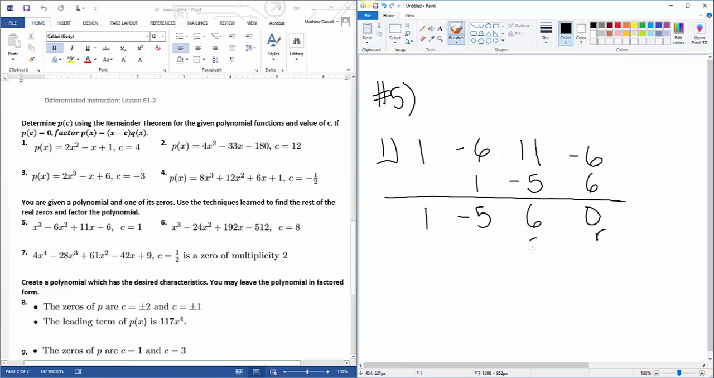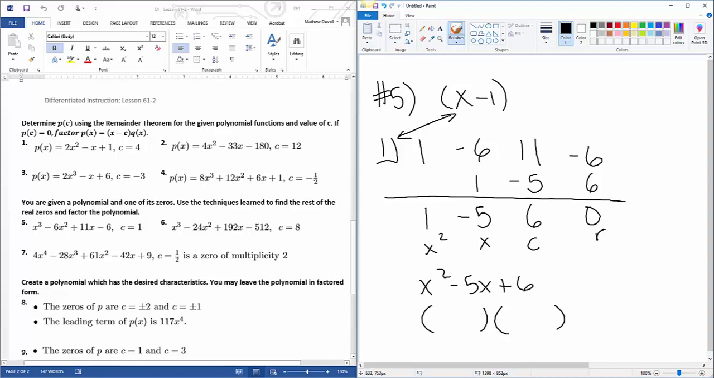Well, remainder 0, constant, x squared. So this is a 0, right? That's what that means. So I could write it as a factor of x minus 1. Now I'm left with x squared minus 5x plus 6. Well, this will factor into x minus 3, x minus 2. And so there's my factored polynomial.